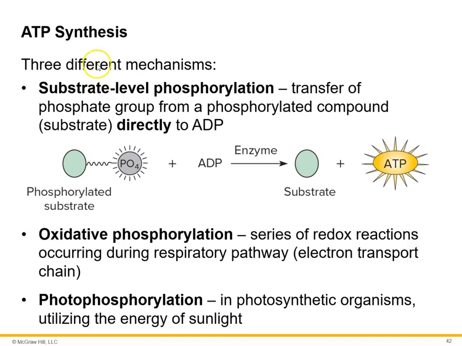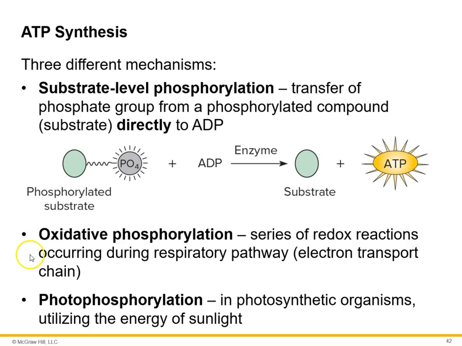All right, as far as making ATP, there's essentially 3 different mechanisms. The first is you can have a molecule come along that has a phosphate group sticking off of it, and it just transfers that phosphate group to ADP, forming ATP. This is called substrate level phosphorylation. And so this is going to directly transfer phosphate to ADP.